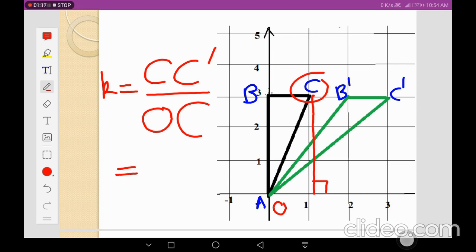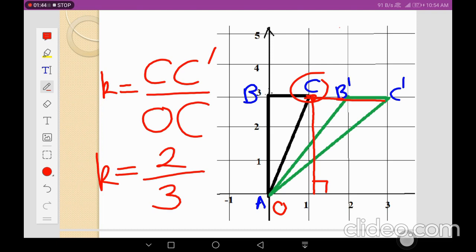I've got how many points? From C here I've got 1, 2. Okay, so I've got 2 units there. Over O to C, I've got 1, 2, 3. Okay, so it means my shear factor is 2 over 3 there. Okay, so that's my shear.